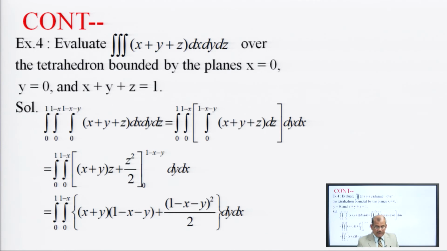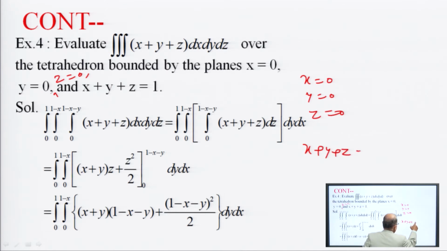x is equal to 0, y is equal to 0, and z is equal to 0 are the planes, and the fourth plane is this. Here x is equal to 0, y is equal to 0 and z is equal to 0 give the lower limits. The upper limit is obtained from the plane x plus y plus z is equal to 1. Find the value of z. We get 1 minus x minus y. It is the upper limit of z.